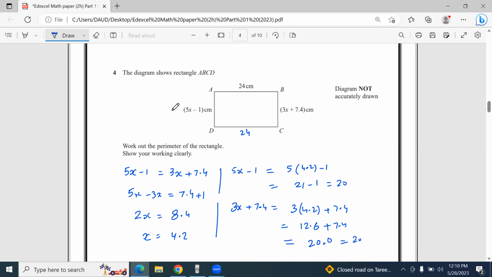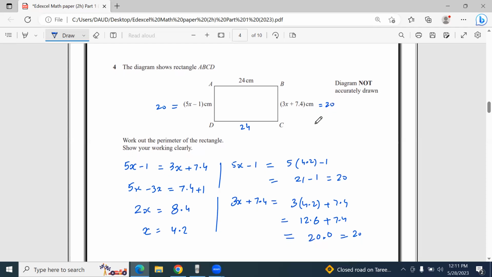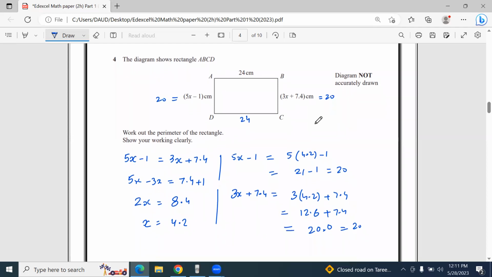Now we know all sides. This one represents 20, this one also represents 20, and once we add all outer lengths, that is the perimeter of that shape, and the required perimeter is equal to 24 plus 24 plus 20 plus 20, which is equal to 48 plus 40, which is equal to 88, and it is in centimeters.